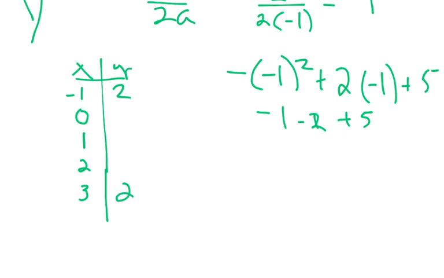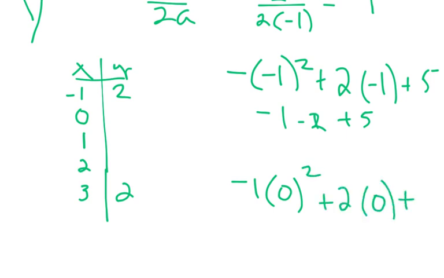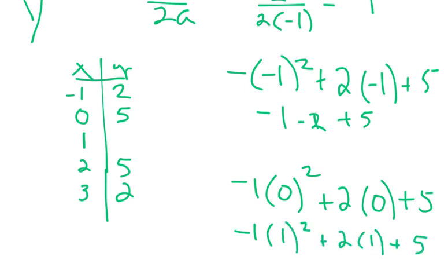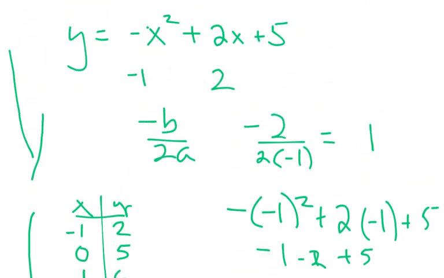Now if I plug in 0, same thing. I get negative 1 outside, 0 squared, 2 times 0, plus 5. If I type that in, I get 5. If I do 1, and so if you do this, you're going to get 6. Now, when we plot these points, it better be an opening down graph. The reason why I know that is because it's a negative leading coefficient. The leading coefficient on this problem is negative 1. So since it's negative, we know that our graph is going to be an opening down graph.